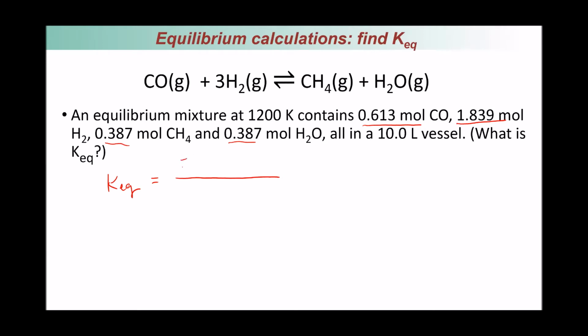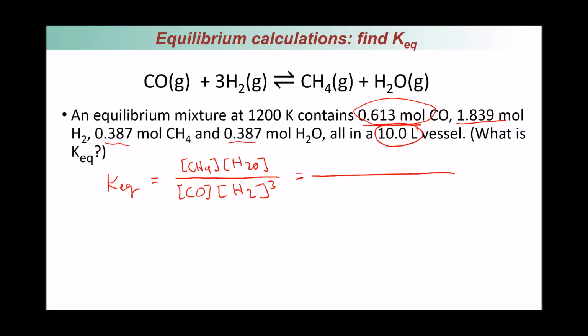So it's the concentration of methane times the concentration of water divided by the concentration of carbon monoxide times the concentration of hydrogen to the power 3. And then you plug in the actual concentrations at equilibrium for each of these substances. And remember, this is the number of moles at equilibrium, and this is the volume of the container. So in order to find molarity, it's going to equal moles divided by volume. So you have to divide the two quantities.